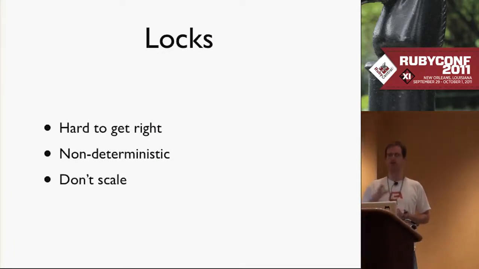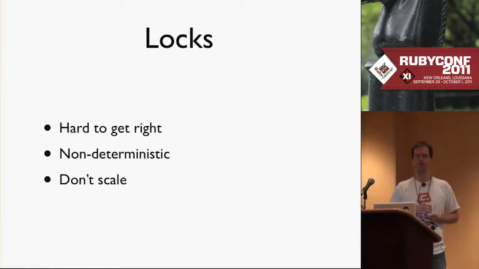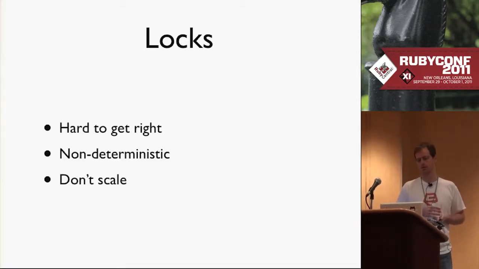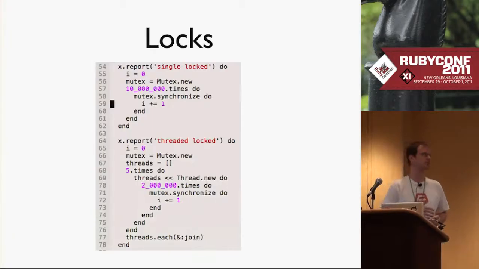I assume most people here have used locks before, but they're very hard to get right. They're non-deterministic because you simply don't know when you're going to context switch between processes and threads. They don't scale. They become bottlenecks at points of contention. They become bottlenecks in your process.